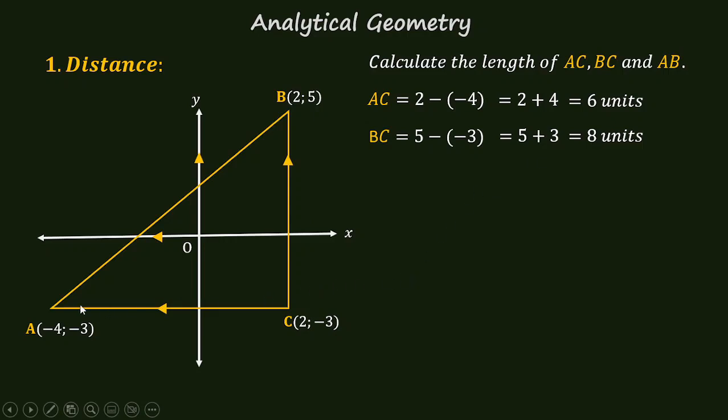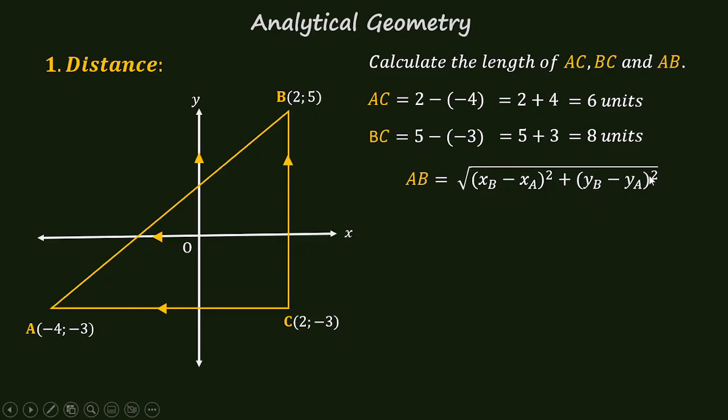Now to find the length of AB, which is not parallel to the x-axis and it's also not parallel to the y-axis, we need to use the distance formula, which was covered in grade 10. Remember the distance formula? This is the square root of the difference of the x values all squared plus the difference of the y values all squared.